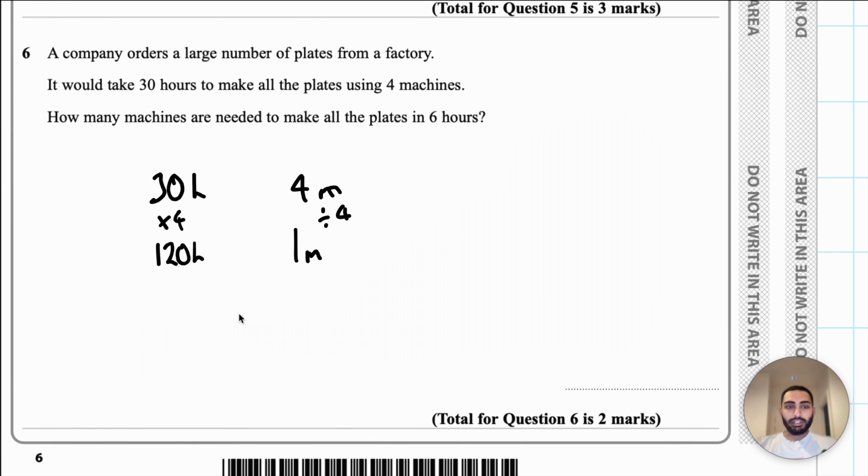We want to try and get it to 6 hours. So we need to divide this 120 divided by something, which gives me 6. That would be 20. So on the right hand side, I need to multiply that by 20. So 1 machine times by 20 would be 20 machines.